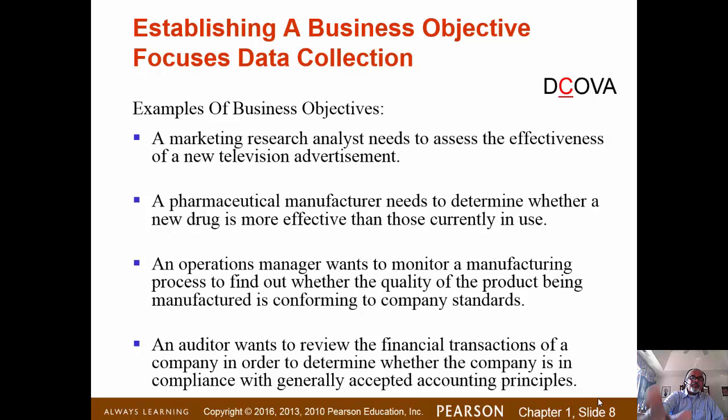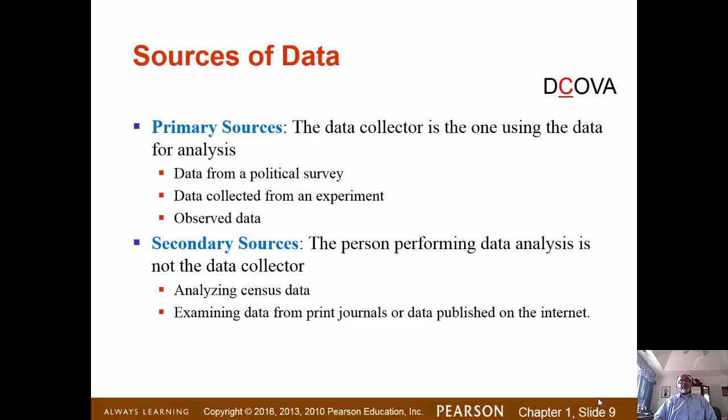So here are some examples of business objectives. So you have to have a set business objective, and in order to meet that business objective, what kind of data we need, and we define those data very precisely in terms of what we want to collect. And where is the data going to come from?